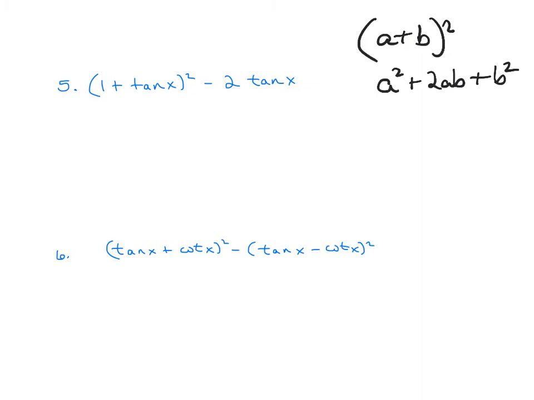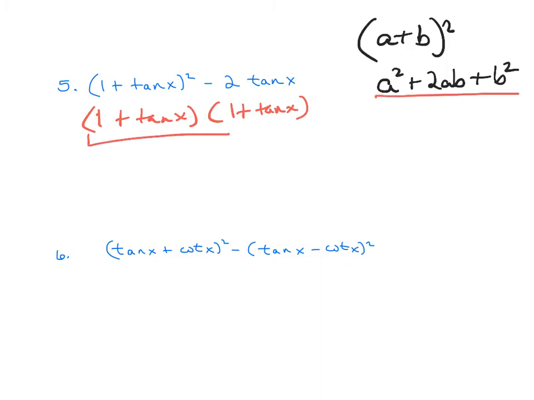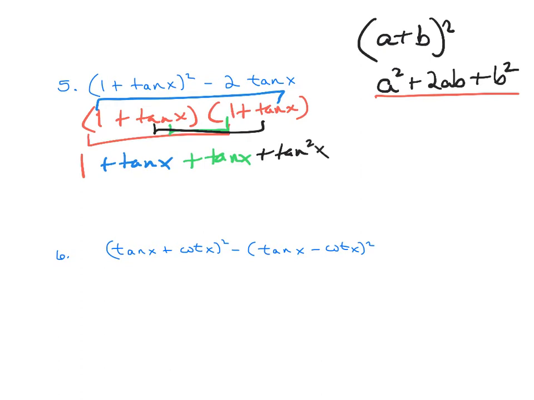If not, I notice sometimes in Algebra 1, students get confused with the patterns. So the safe way to go is to take 1 plus tan x, write it 2 times, and FOIL it. After I FOIL this, I'm going to get my answer to look like this pattern. So I'm going to do 1 times 1. That's first. Outside gives me tan x. Inside, tan x times 1 is another tan x. And then finally, last gives me tan squared x.